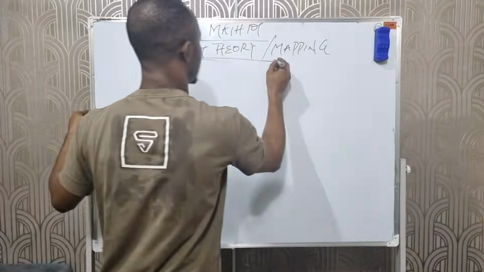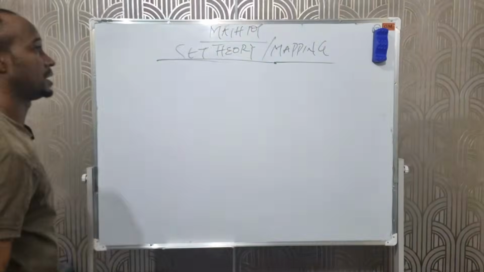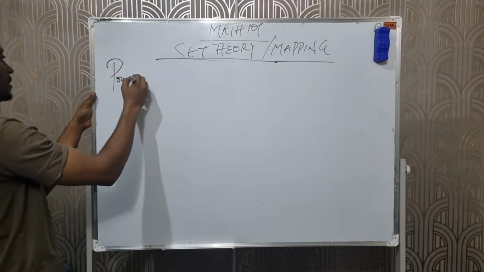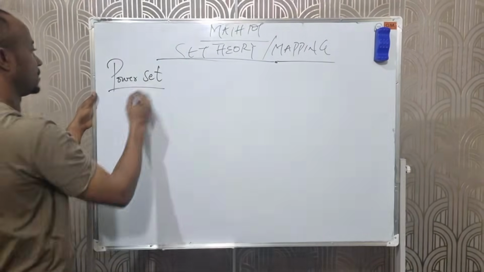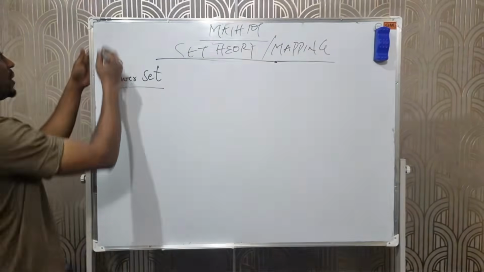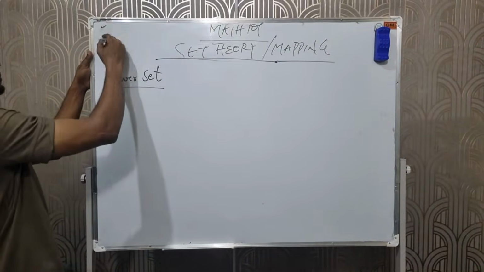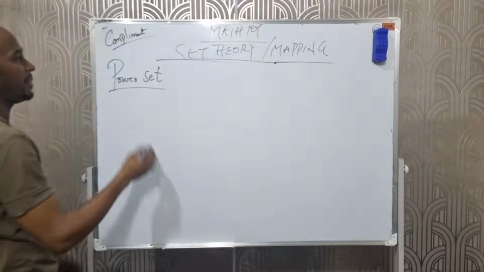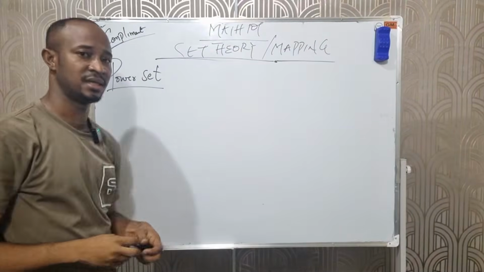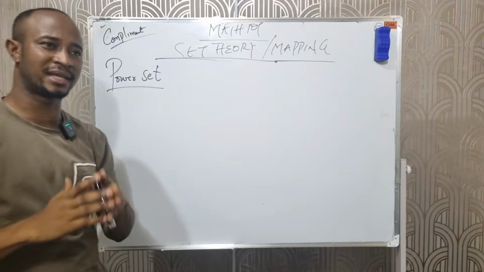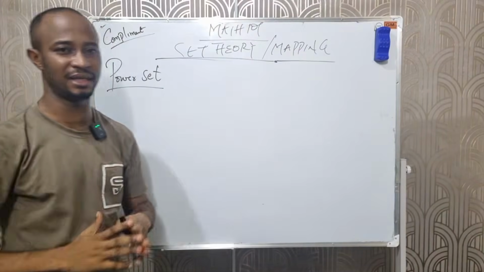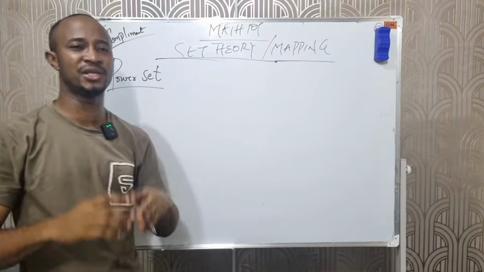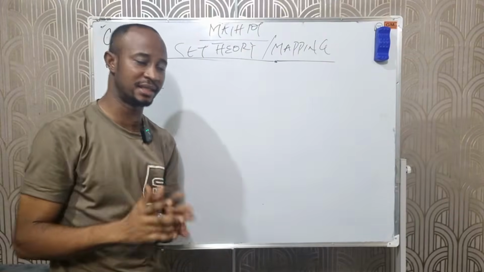Now the next one I want us to look at is what we call power sets. After this, we go into set complement. The power set of a given set tells us how many subsets are found in that given set.